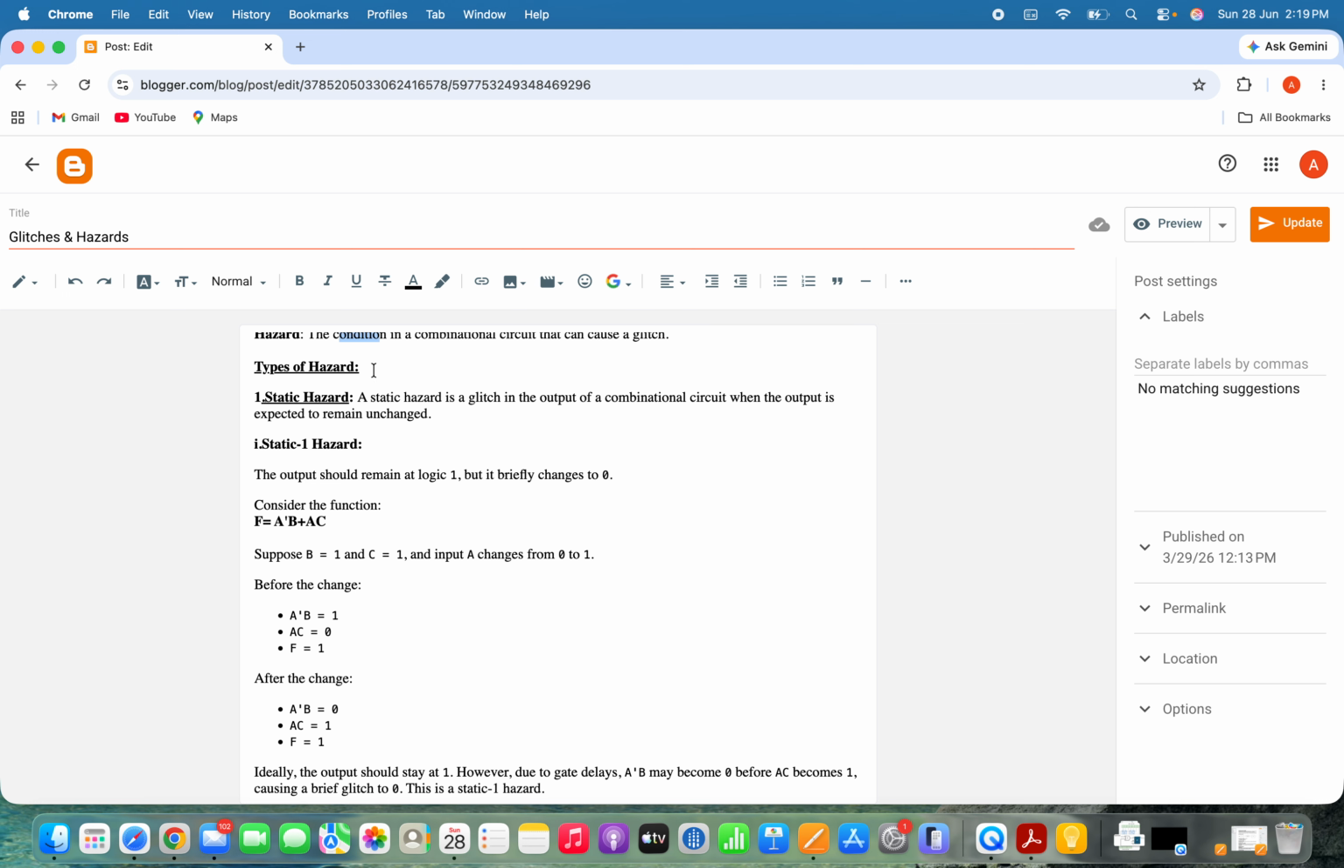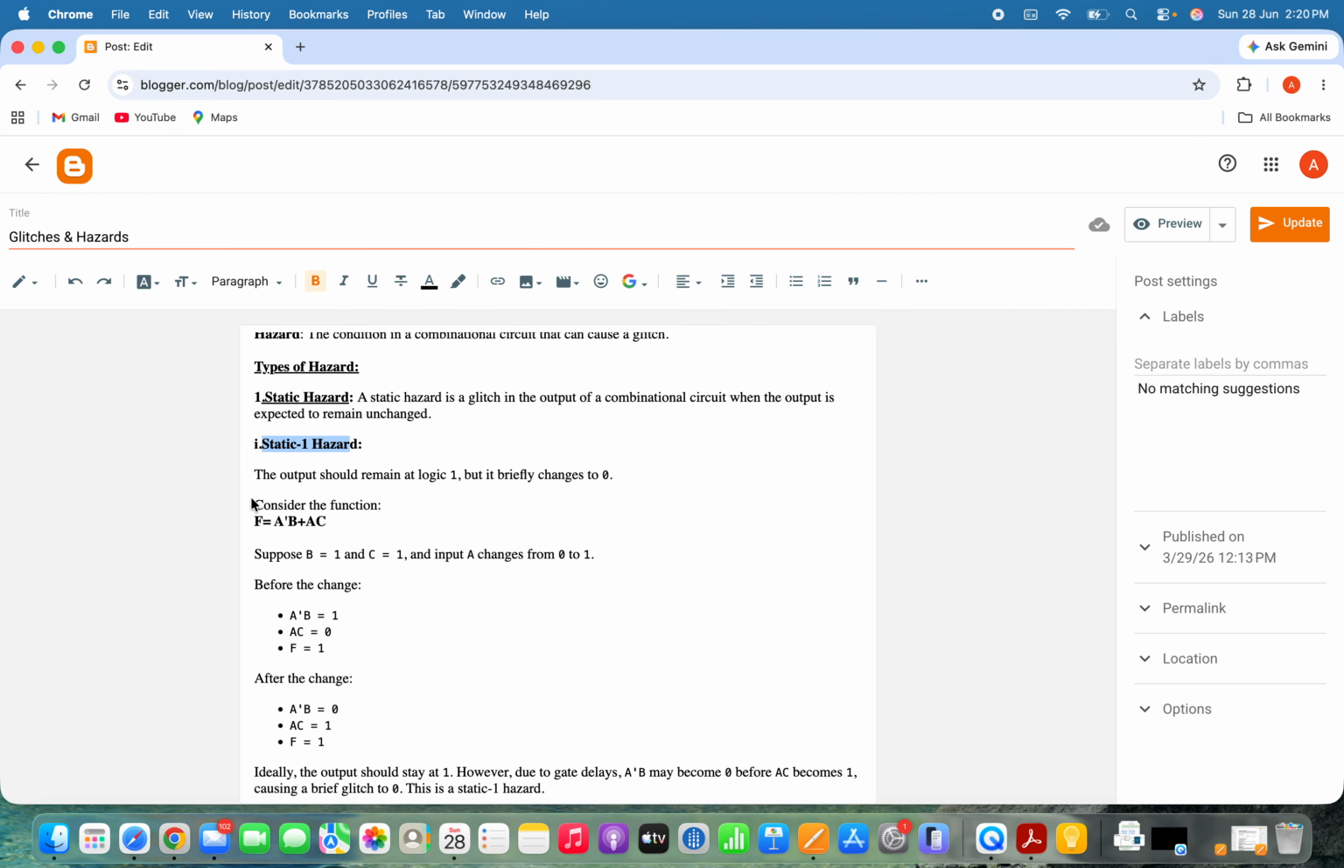Let's see the types of hazard. There are two types of hazard. The first one is a static hazard. A static hazard occurs when the output is expected to remain constant but it briefly changes due to delay. It is of two types. The first one is a static 1 hazard. In a static 1 hazard, the output should remain at logic 1 but it briefly drops to 0.